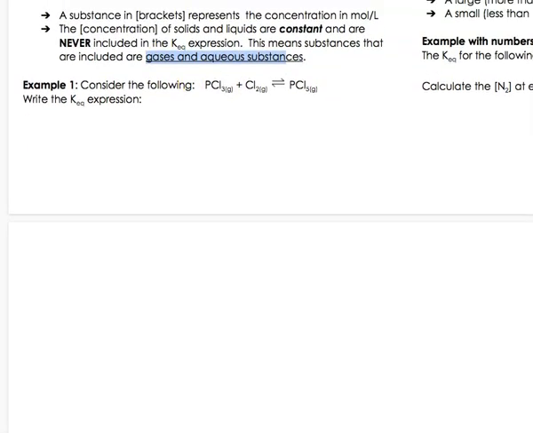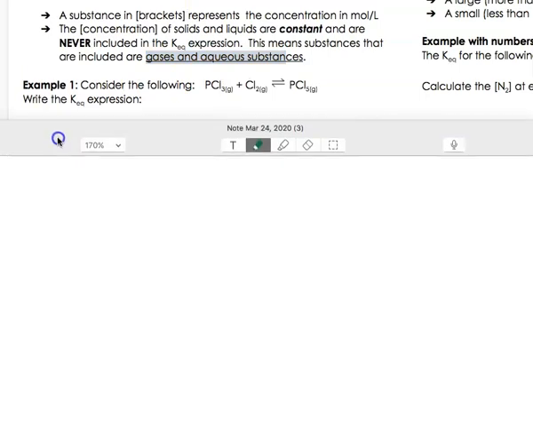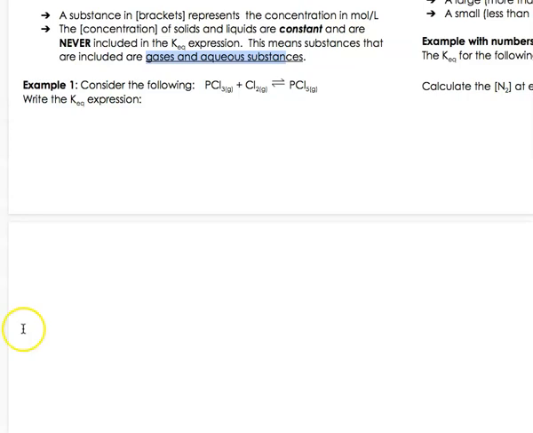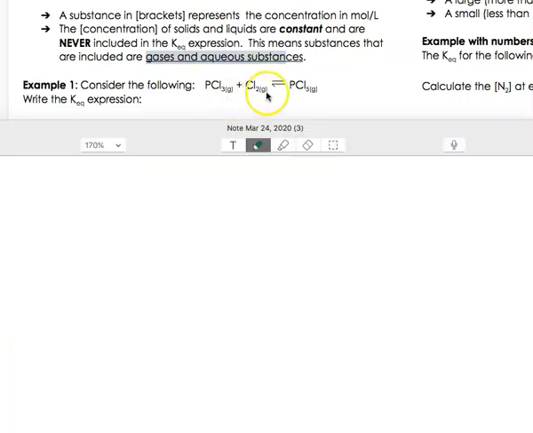So here is our first example. It says to write the expression of K. So if you look at the state of matter, you have a gas, and that's all we have, gases. And gases are changing, right? This means that substances that are included are gases and aqueous substances. So we're going to use all three of them.